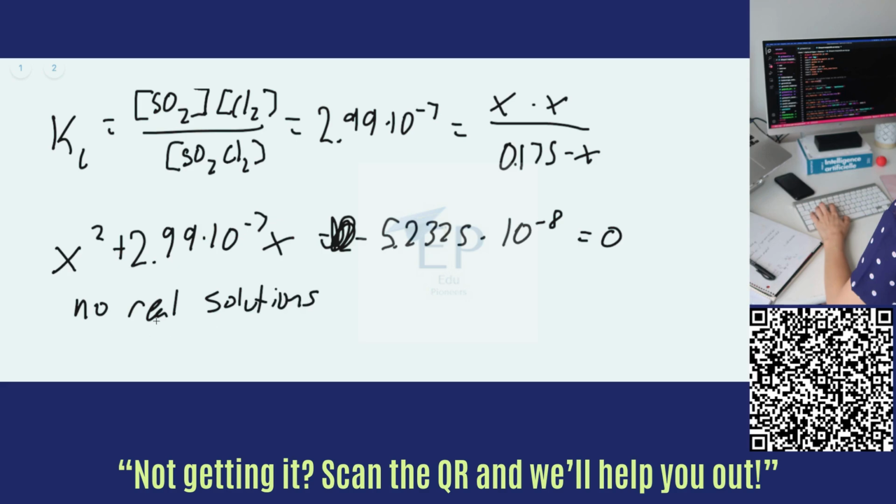And so the way that we interpret this is the Kc value is so small that at equilibrium, no product is formed. So the equilibrium concentration of Cl2 is 0, or it is so small that we can't measure it using these methods. And that is due to our equilibrium constant being so small and thus vastly favoring the reactants.